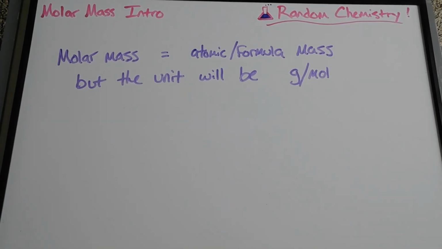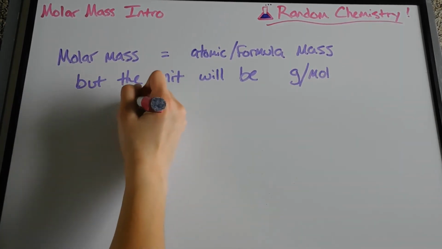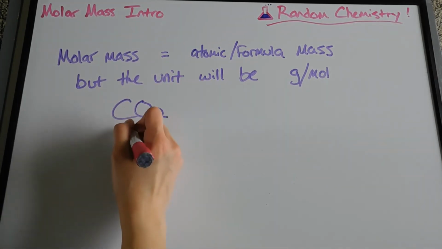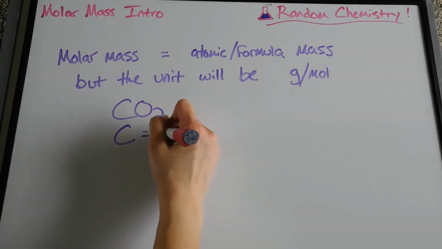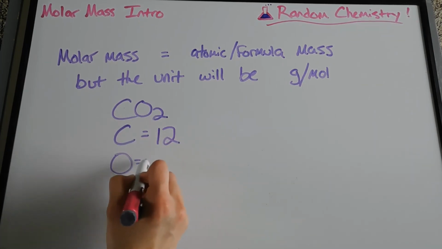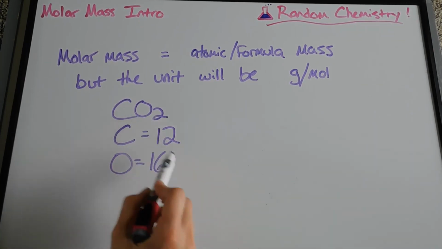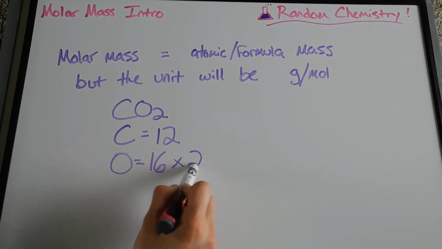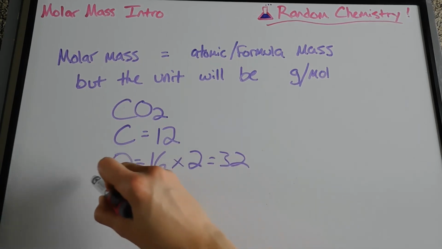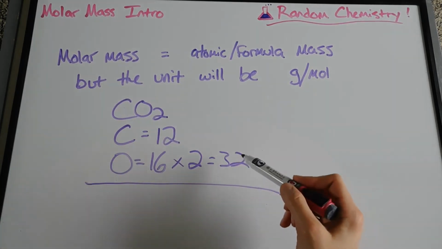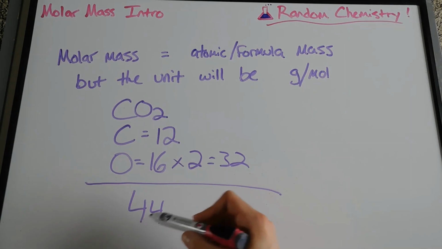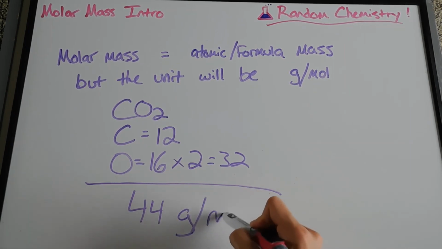Okay, one more example of finding molar mass. We'll do carbon dioxide, which is CO2. You'll do the same thing. You go to the periodic table and you find the atomic mass of carbon, which is 12, and you find the atomic mass of oxygen, which is 16. But because there are 2 oxygens, you need to be sure to multiply it by 2. So 16 times 2 is 32. And then we add. So 12 plus 32 is 44. And because it's molar mass, it's 44 grams per mole.